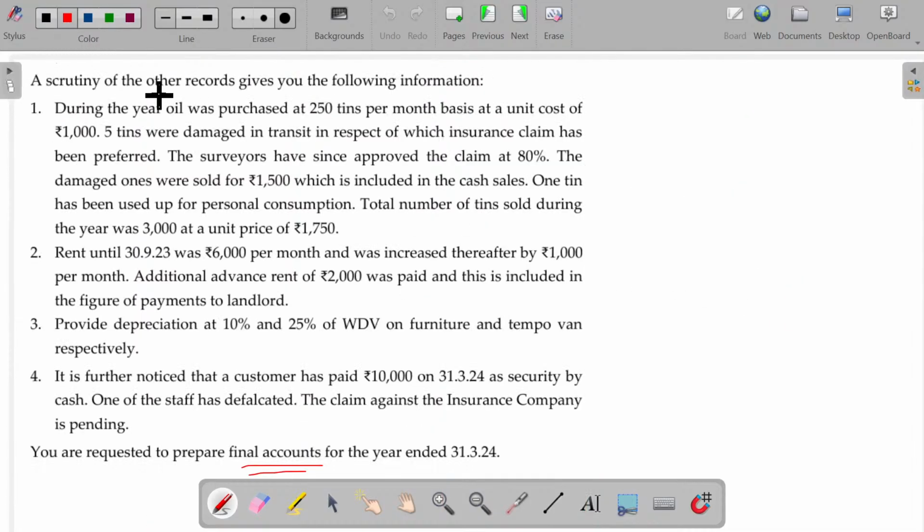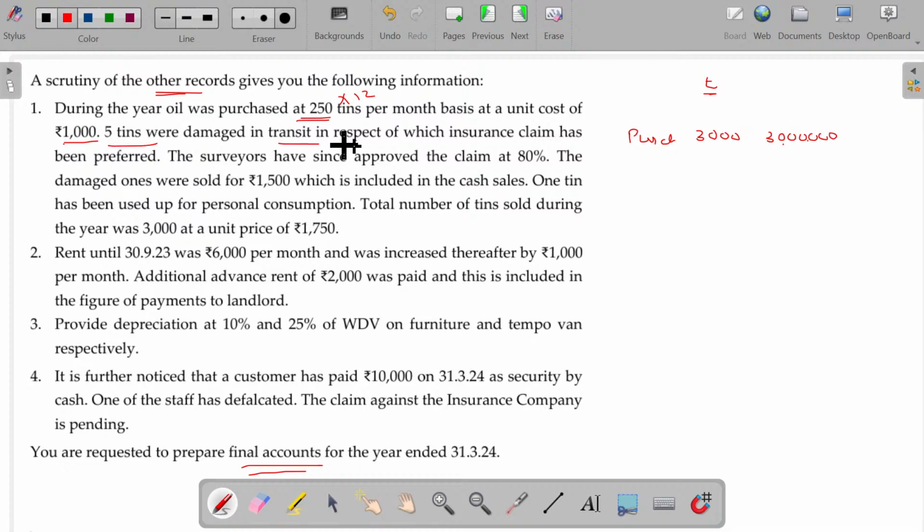A scrutiny of the other records gives you the following information. During the year, oil purchased at 250 tins per month basis at a unit cost of 1000. So purchases being, how many tins are purchased? 250 per month for 12 months, 3000 tins purchased. At what rate? 1000 rupees per tin. So 3000 thousands. So overall purchases being 30 lakhs.